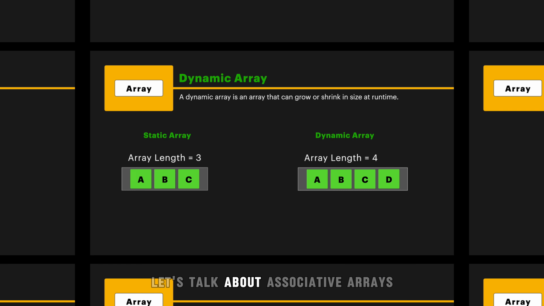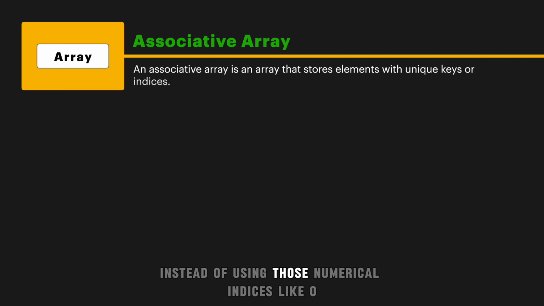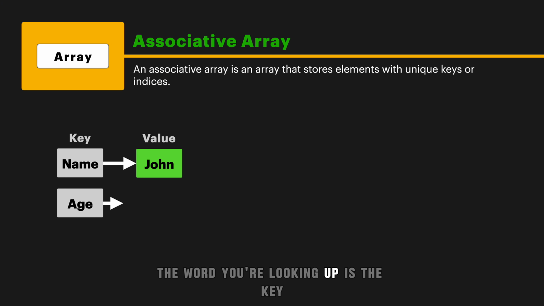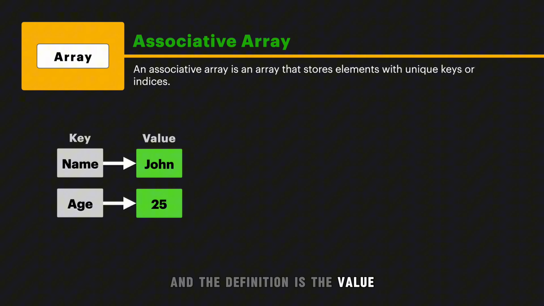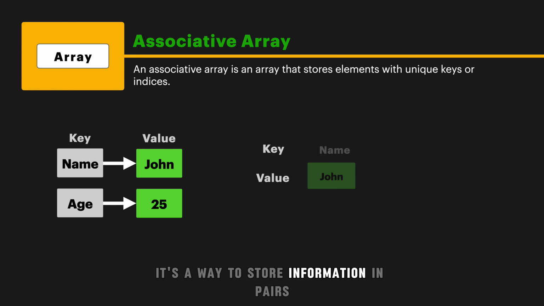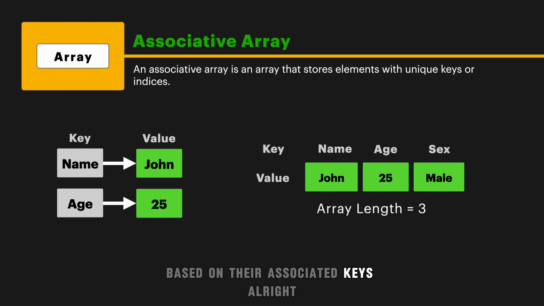Finally, let's talk about associative arrays. These are a bit different. Instead of using those numerical indices like 0, 1, 2 to access elements, we use unique keys. Think of it like a dictionary. The word you're looking up is the key, and the definition is the value. So, in an associative array, we might have a key called name with the value John, and another key called age with the value, say, 30. It's a way to store information in pairs, making it easy to retrieve values based on their associated keys.